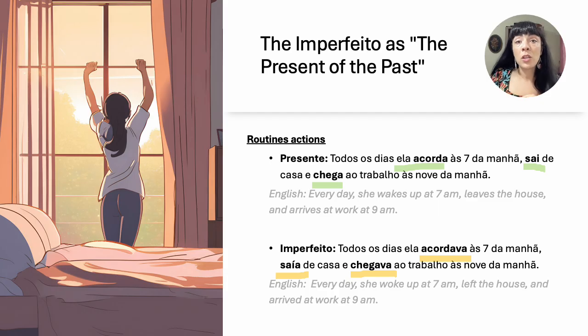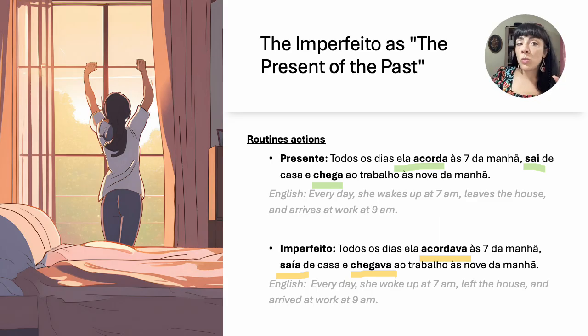So every day she woke up. You can also translate with every day she used to wake up. I am not just translating like that because we may create a problem with something else I'll be discussing later, which is the use of the verb costumar. So that's for later, but yes, the feeling is she used to wake up. Or if you have trouble with that translation, we can go with that one written here. Every day she woke up at 7 a.m., left the house, and arrived at work at 9 a.m.